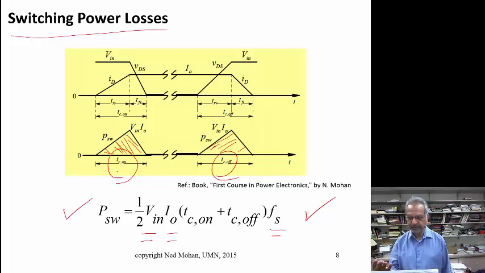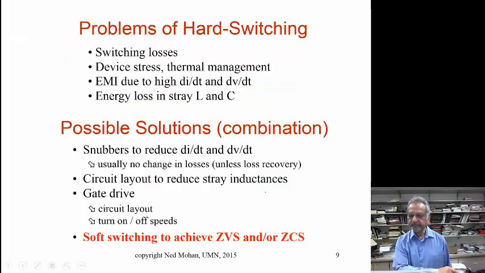Every time a transistor switches, we have this loss, and as you can see, at higher frequencies, this loss can be significant. So these are the problems of hard switching that we just showed: we have switching loss, which results in device stresses, and then also this loss is in terms of heat, and so thermal management issues show up.